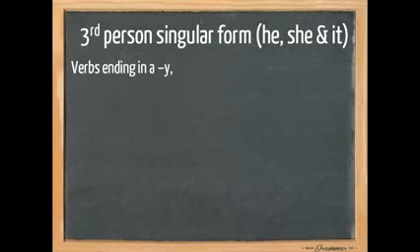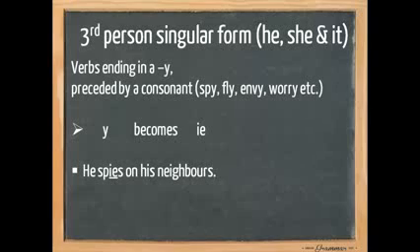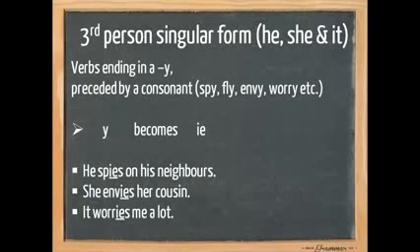Also for verbs ending in a Y, preceded by a consonant, such as spy, fly, envy, worry, and the consonants being an L, a V, an R, the Y becomes IE. He spies on his neighbours. She envies her cousin. It worries me a lot.